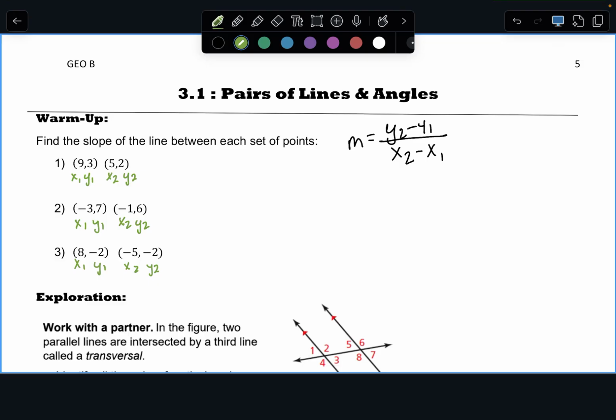Can I write those? No. You can label them if you want. It might help you. I would say if you struggle with these types of problems, labeling them is super important.